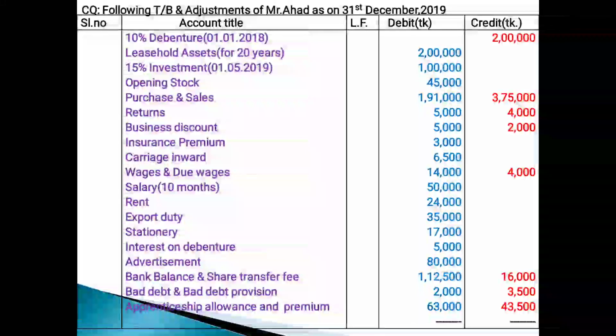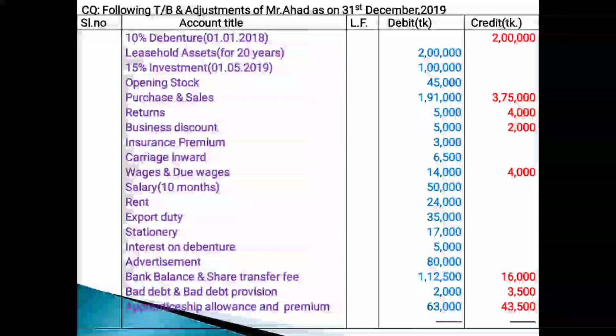Business discount. Debit business discount is sales discount, and it is deducted from the sales amount. Credit business discount is purchase discount, and it is deducted from the purchase amount. Insurance premium is one kind of operating expenses. It is shown in operating expenses in the income statement. Carriage inward is to be treated as direct expenses in cost of goods sold. Wages and due wages. Wages is the amount of direct expenses shown in cost of goods sold, but due wages is to be shown in current liability in the statement of financial position.